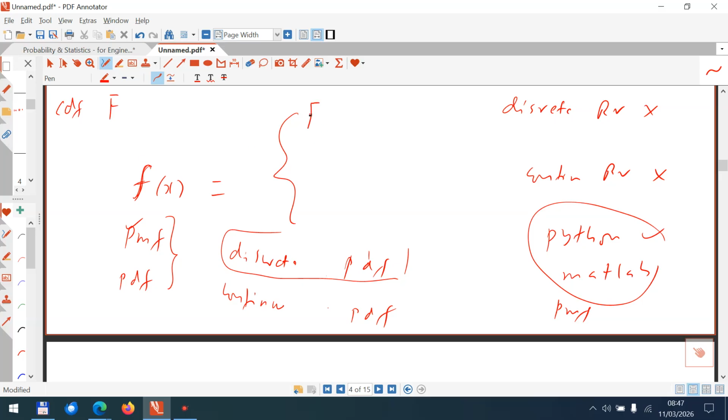So how will you use capital F for a discrete random variable to get your PMF or discrete PDF? We learned it yesterday. What was it? F of something minus F of something. Can somebody recall that? No, this is x. So F of x minus F of x minus. Yes, the CDF at x minus the CDF at the immediately previous point.